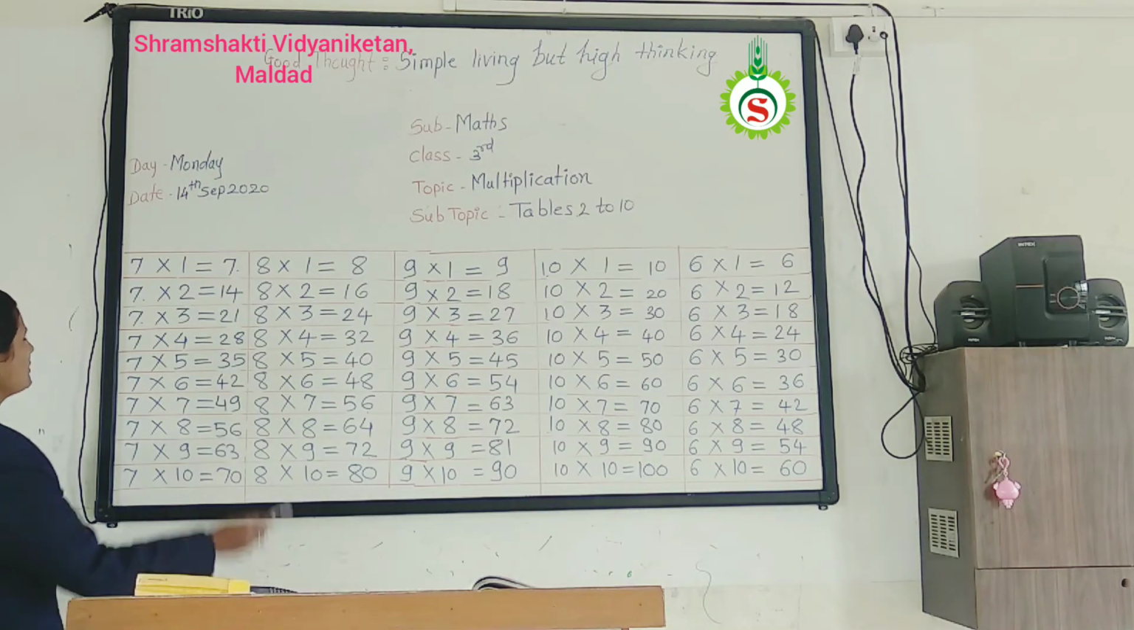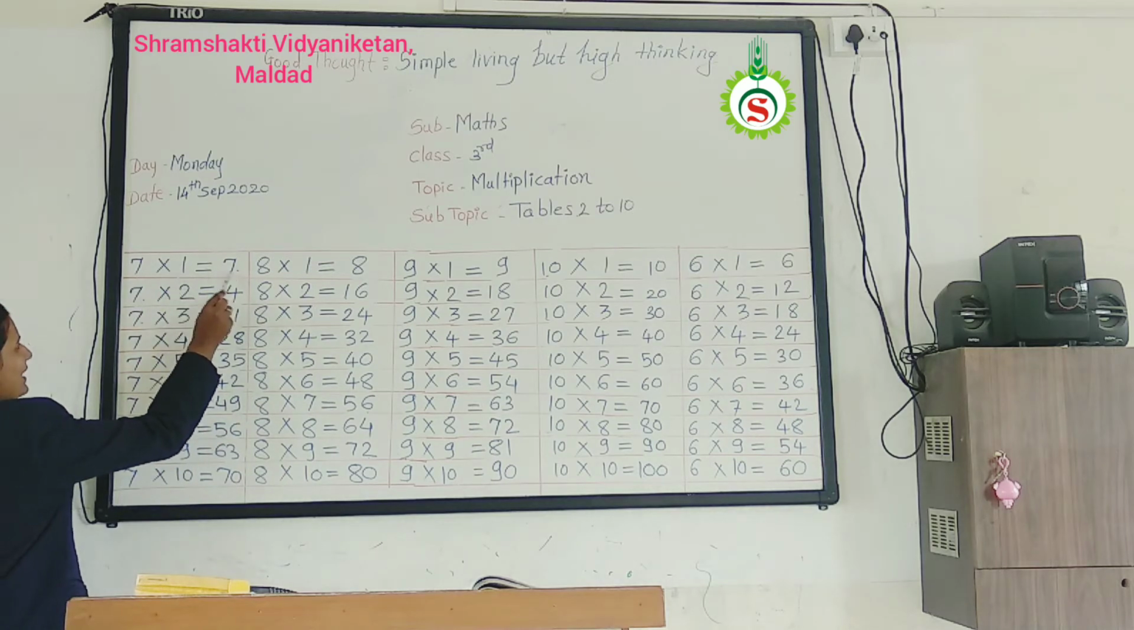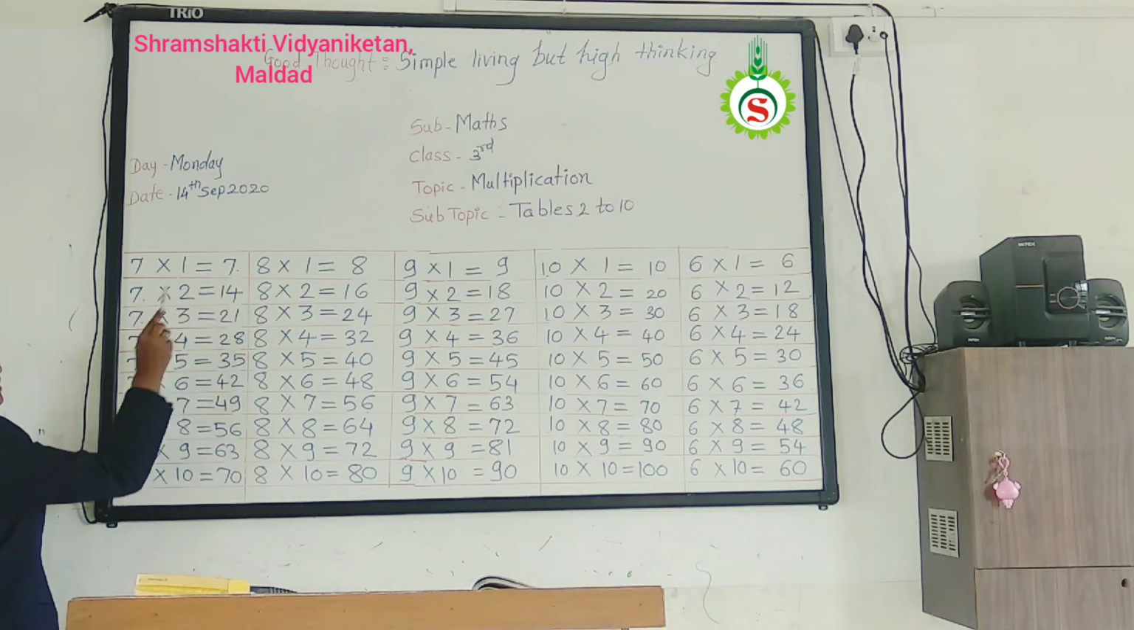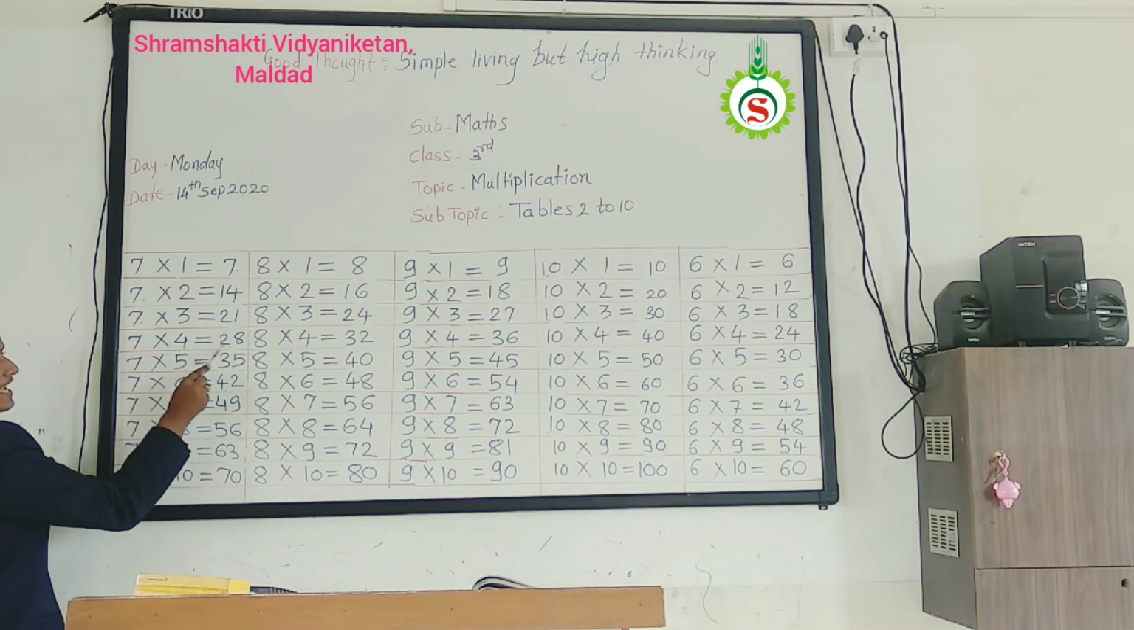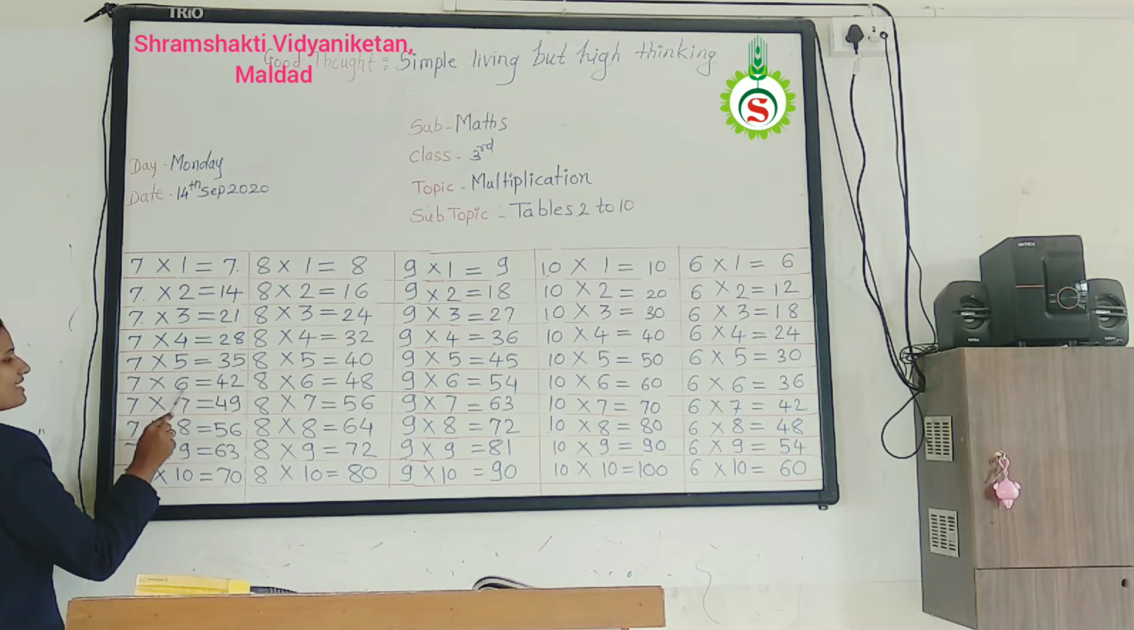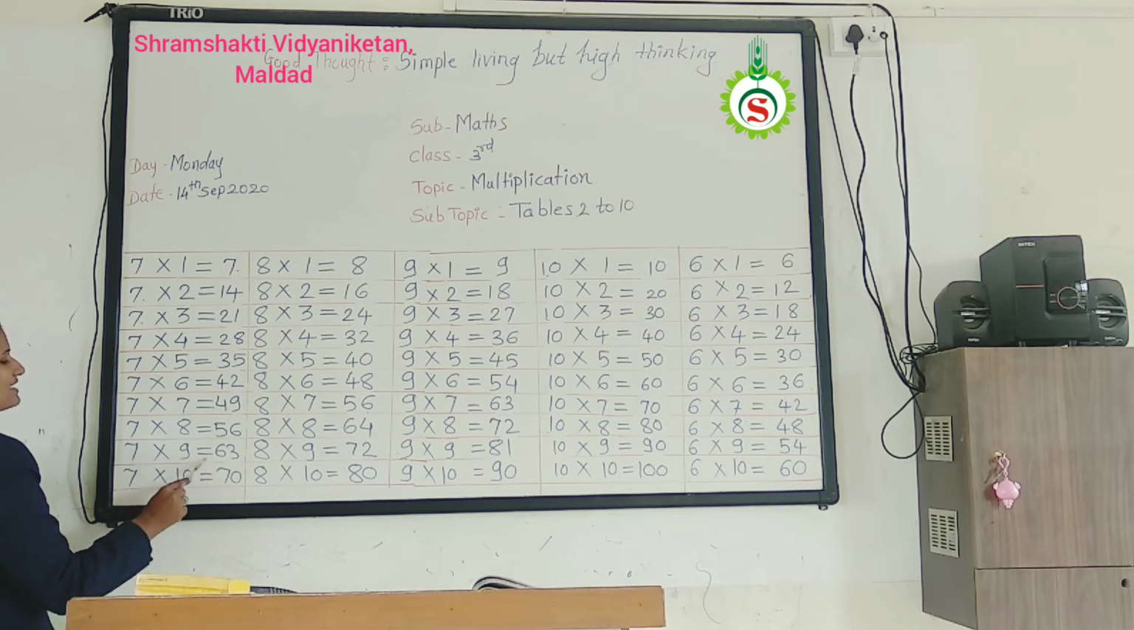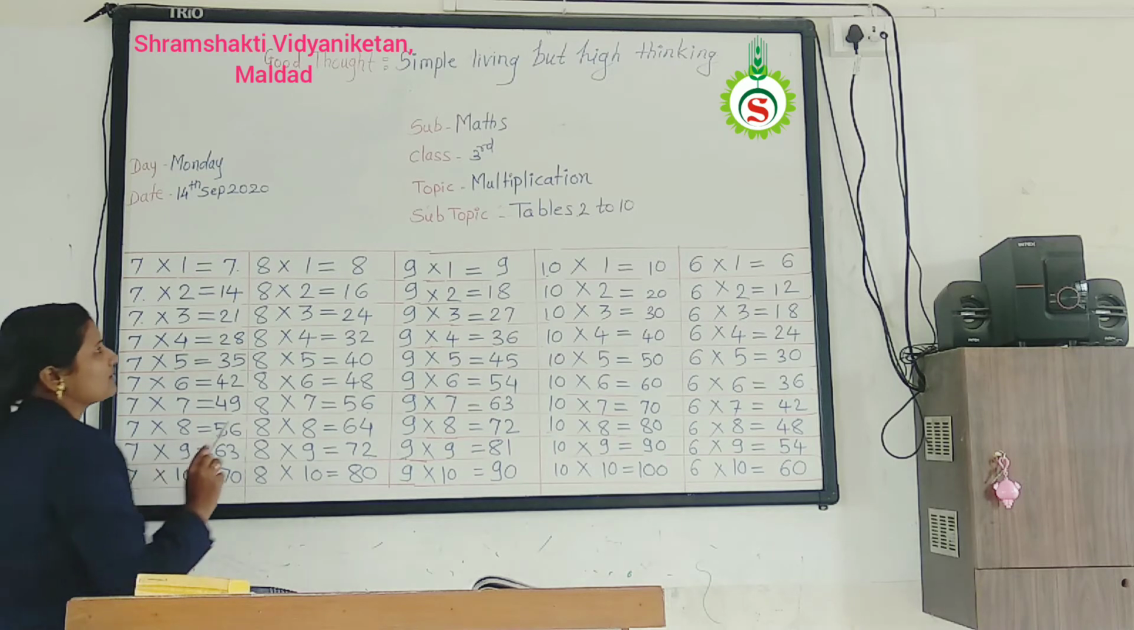See the next table. 7 ones are 7, 7 twos are 14, 7 threes are 21, 7 fours are 28, 7 fives are 35, 7 sixes are 42, 7 sevens are 49, 7 eights are 56, 7 nines are 63, 7 tens are 70. See next.